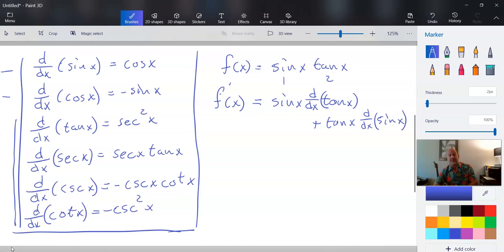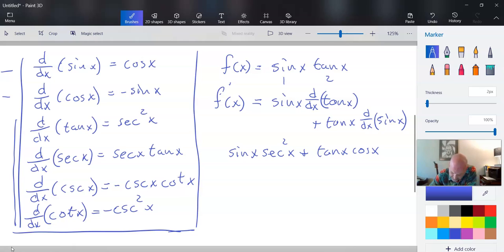Okay, so we just need to simplify these things and figure out what we got. Okay, so the first one, I need the derivative of tangent. So let's see here. Oh, that's secant squared. So I have sine x times secant squared x plus, oh, we got tangent x, and the derivative of sine is cosine. Okay, now this is a perfectly good answer, but it may be able to be simplified. So let's look at this.